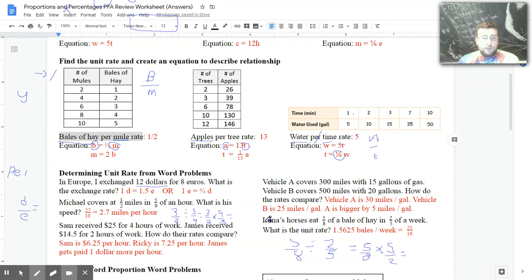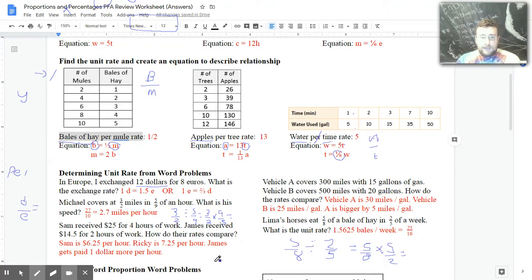All right, so here's another example like that. Sam saved $25 in 4 hours of work, and then James receives $14.5 for 2 hours of work. How do their rates compare? There are problems like that. In these kinds of problems, you have to do two separate rates, one for the first situation and one for the second one, and just see how they compare.